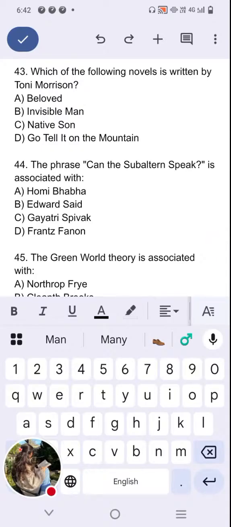Next question. Which of the following novels is written by Toni Morrison? Option A, Beloved. Option B, Invisible Man. Option C, Native Son. Option D, Go Tell It on the Mountain. Which work is written by Toni Morrison? She is also famous for works like The Bluest Eye. That has been a PYQ. The protagonist of The Bluest Eye is a PYQ. It's Pecola Breedlove. But we are coming to this particular work. Which work has Toni Morrison written? It is option A, Beloved.